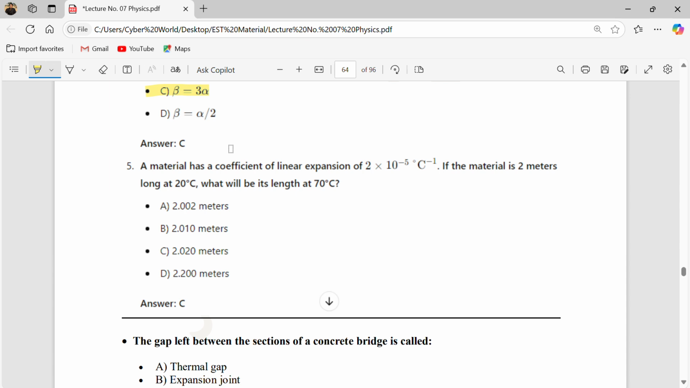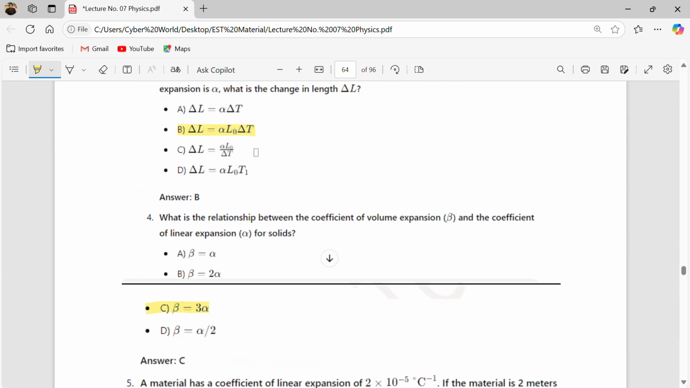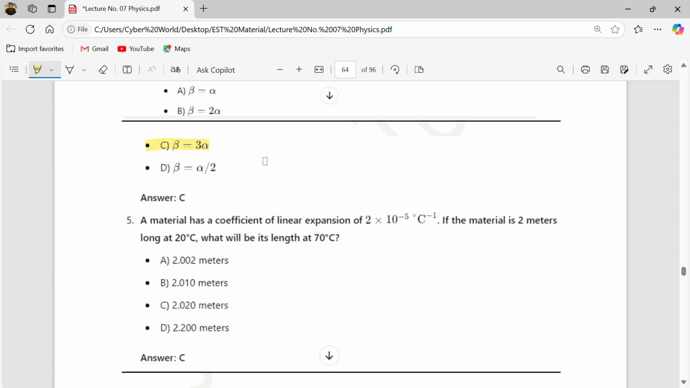A material has a coefficient of linear expansion 2 multiplied by 10 raised to minus 5. If the material is 2 meters long, meaning the initial length is given, you have to use this formula: alpha L naught delta T. L naught is 2 meters and alpha is 2 multiplied by 10 to the minus 5, at 20 degrees Celsius, and what will be its length after 70 degrees Celsius?